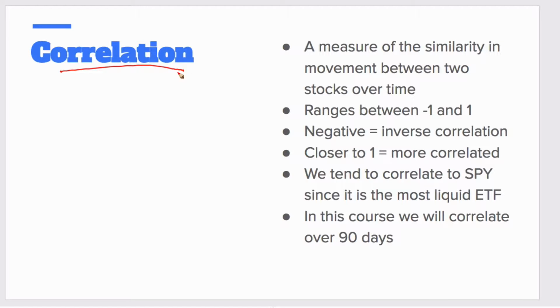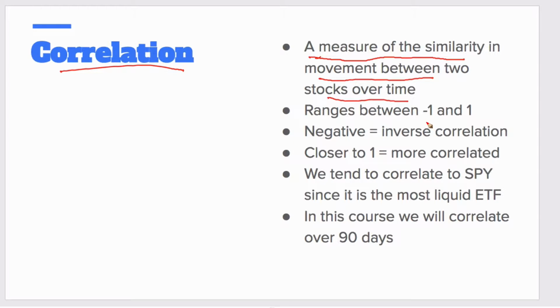Now, I'm sure you all know what correlation means. If two things are correlated, they tend to do the same thing, right? And that's exactly what we're talking about here. Correlation is a measure of the similarity in movement between two stocks over time. So if we look at two different stocks, do they tend to move up together? Do they tend to, if one moves up, the other moves down? Is there no relationship? That's what we're going to look at. This is key to building up your overall investment portfolio.